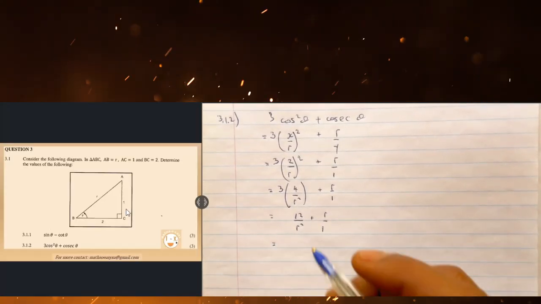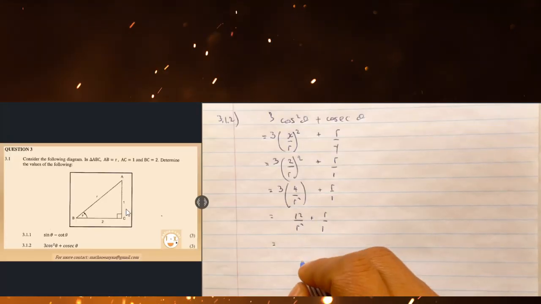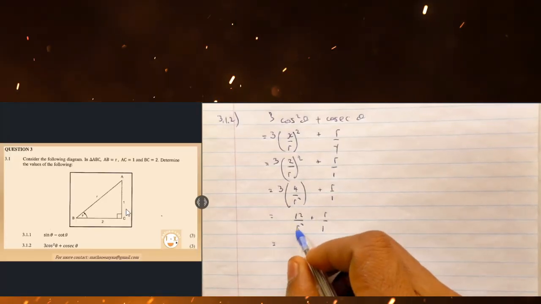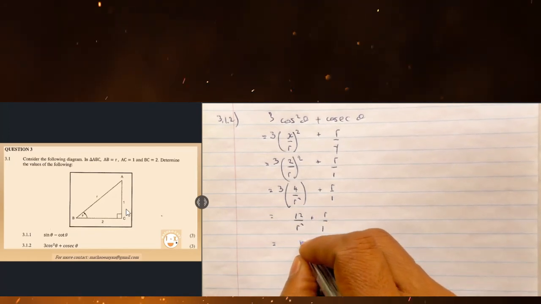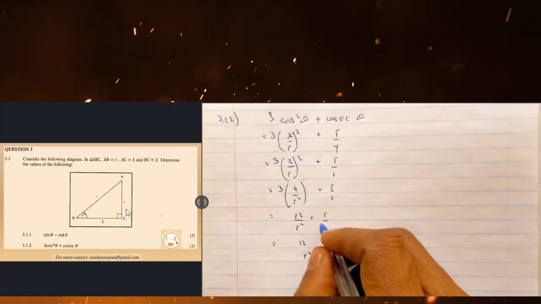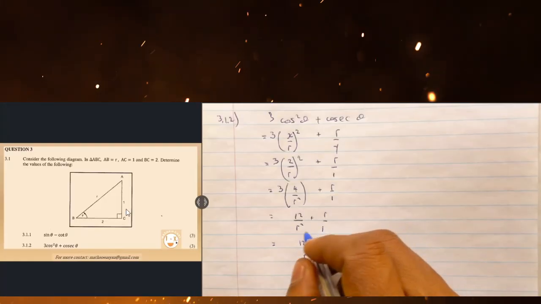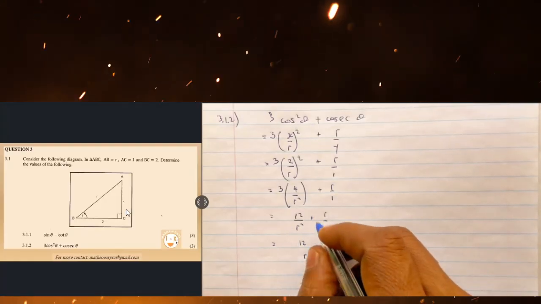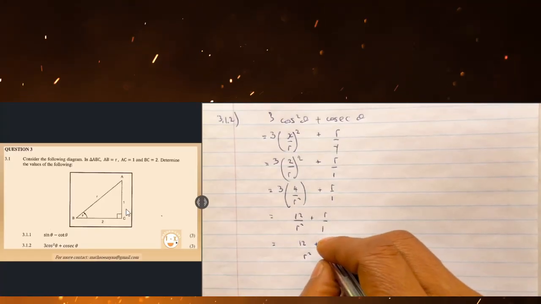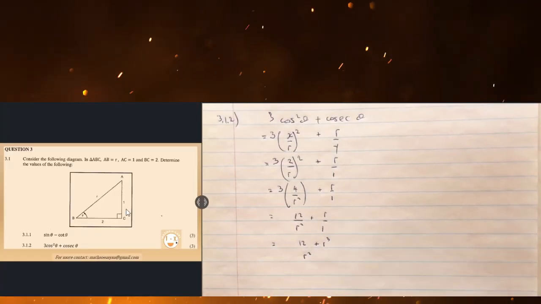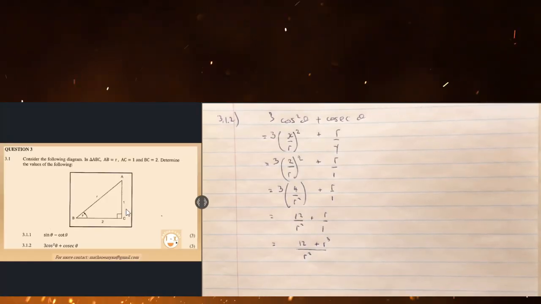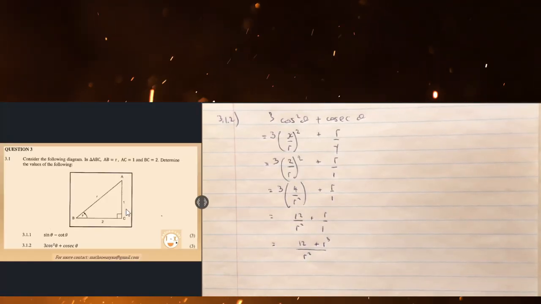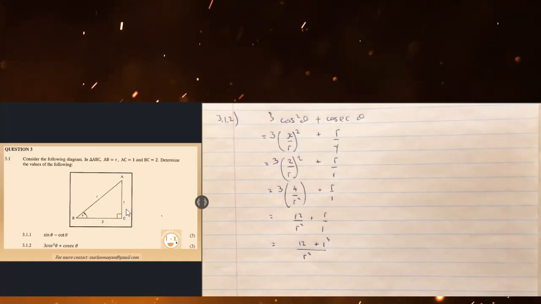LCD, what is it? It is r squared. It goes into itself once. 1 times 12, 12. Then 1 goes into r squared times. Then I will have what? I will have r cubed. Okay, so in the final analysis, that is our final solution. Then you are done. Alrighty.